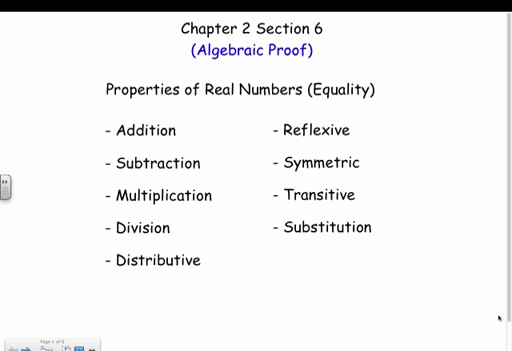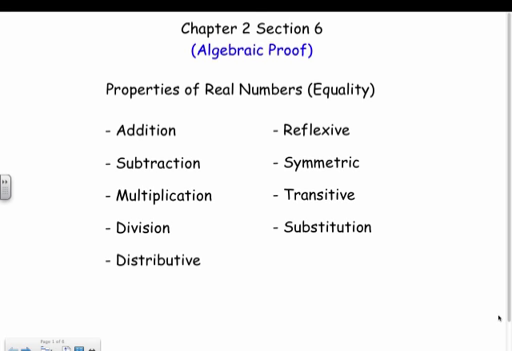And we've got all these properties of real numbers that we're going to use for our algebraic proofs. And they're pretty straightforward. All these addition, subtraction, multiplication, basically they're just whatever you do to one side, you have to do to the other. So if I add a number to one side, you've got to do it to the other. And I'll show you where these properties come into play.